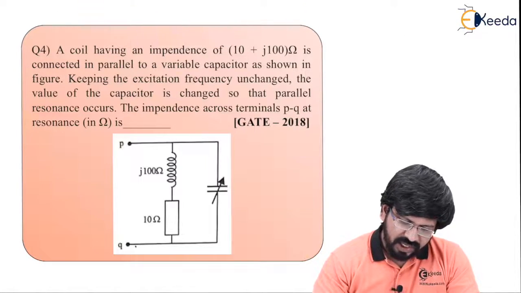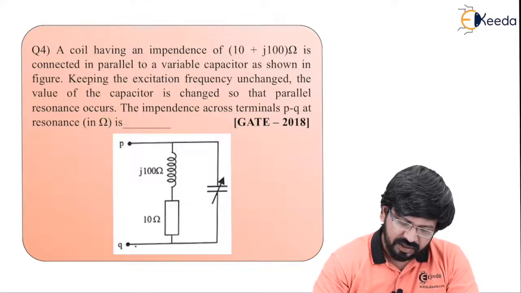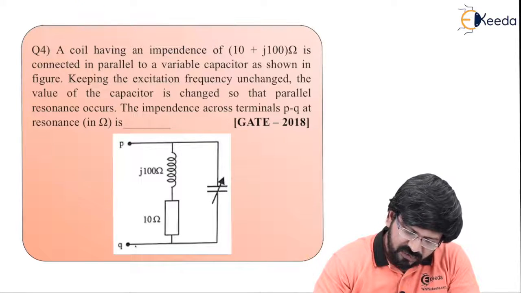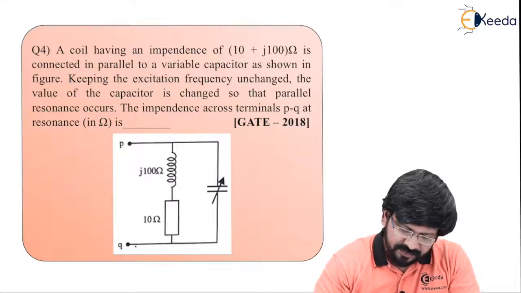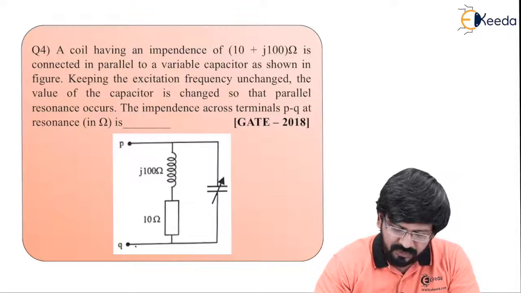It says a coil having an impedance of 10 plus J100 ohms is connected in parallel with a variable capacitor as shown in the figure. Keeping excitation frequency unchanged, the value of capacitor is changed so that the parallel resonance occurs. In that case, the impedance across terminal P and Q in terms of ohms is.